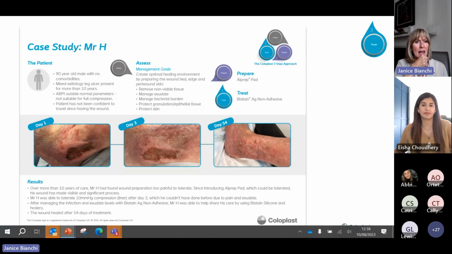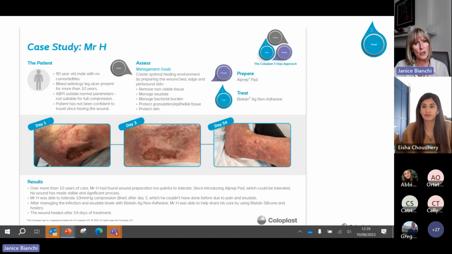And this was a 90-year-old man who had leg ulcers, and he'd had leg ulcers for 10 years. It was mixed etiology, so arterial and venous elements to it. His ABPI was outwith the normal parameters, so they couldn't use full compression. And he had, in that 10 years, lost his confidence about travelling and getting out and about in the world.